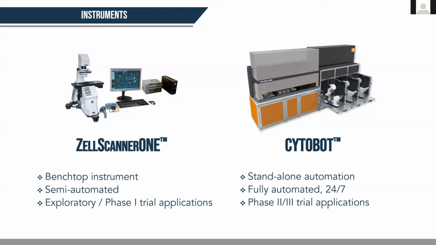And then the Cytobot is a larger standalone, fully automated system. It has liquid handling that can do all the staining, completely automated, and can run 24/7. So for that reason, it's good for larger clinical trial applications. And what's nice about the way the system was designed is that the base model Zell Scanner 1, the microscope used on that, can be plugged in to the Cytobot, so you can scale up your throughput as the study progresses and the throughput needs increase.